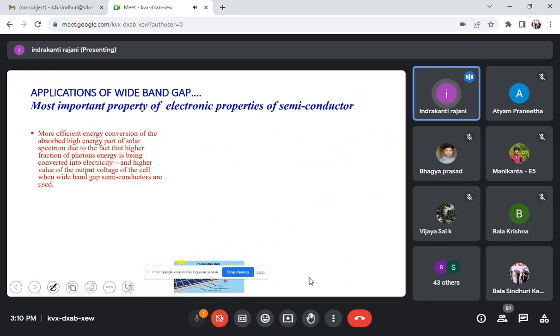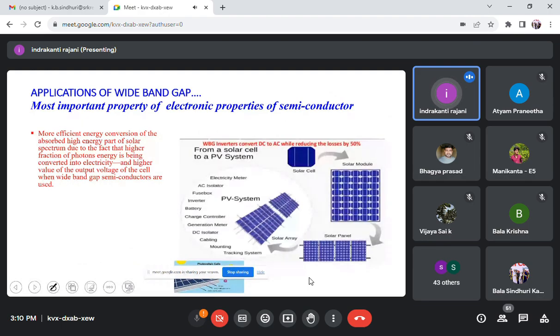One of the last applications which I want to present here is the solar cell to a PV system. Again, the solar cell, solar array, tracking system, mounting, calibrating, generation meter, battery, fuse box, and this kind of system should be maintained for a solar cell or PV system.